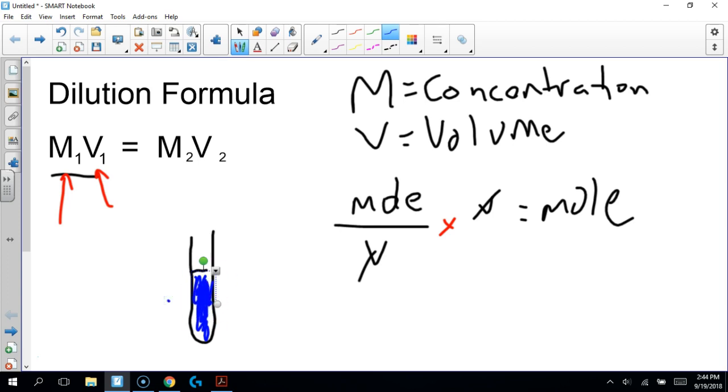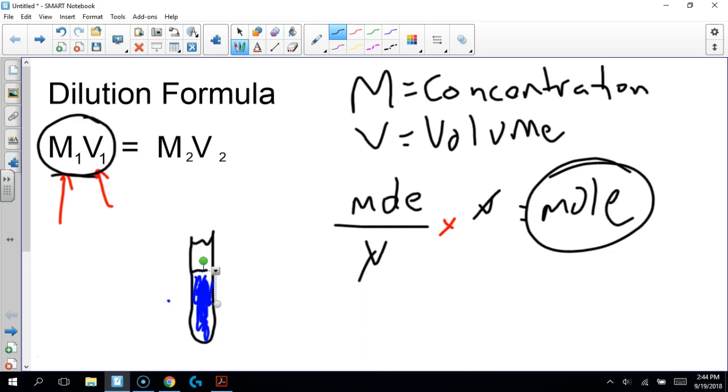So then we added water above that. That didn't change the number of moles of copper sulfate in the solution. It only changed the volume of the solution. So the number of moles is equal in the dilution to each other. That's why we can set the molarity times the volume equal to the new molarity times the new volume. Okay, and so this gives us the number of moles.